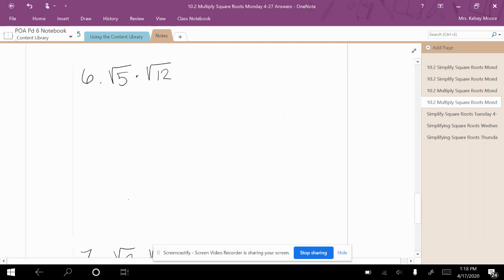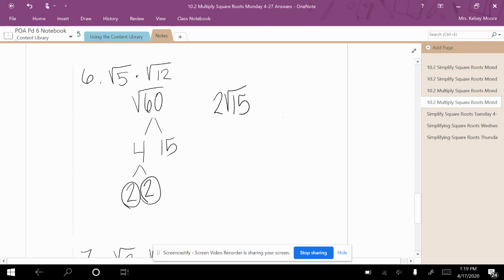Okay, number 6 is the square root of 5 times the square root of 12. And that ends up being the square root of 60. So breaking that apart, let's go ahead and do 4 and 15. The 4s break down to 2 and 2. 15, you can't do anything else with it. So I have 2 square root of 15.